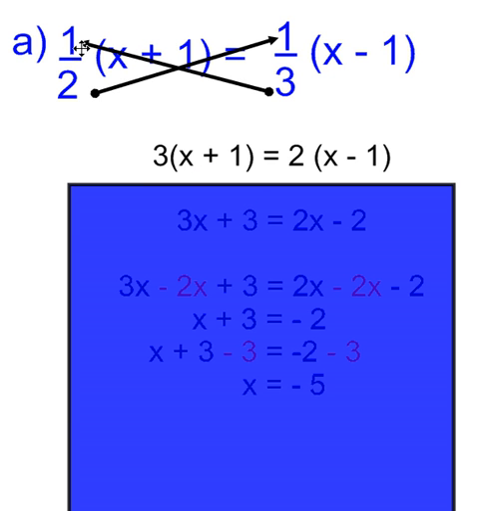3 times 1 is still 3. x plus 1 is still in the brackets. 2 times 1 is still 2. x minus 1 is still in the brackets. And so next, you're asking yourself then, what happens at this point?